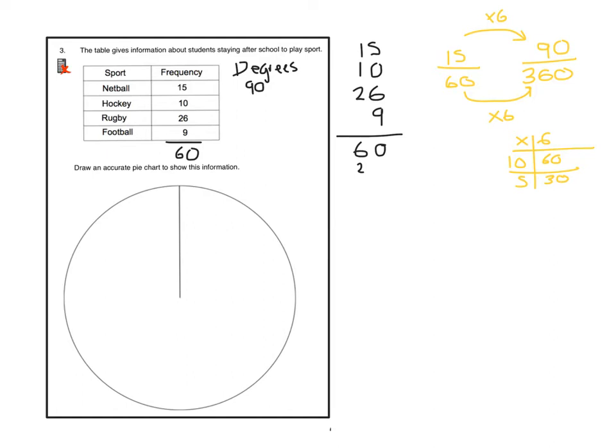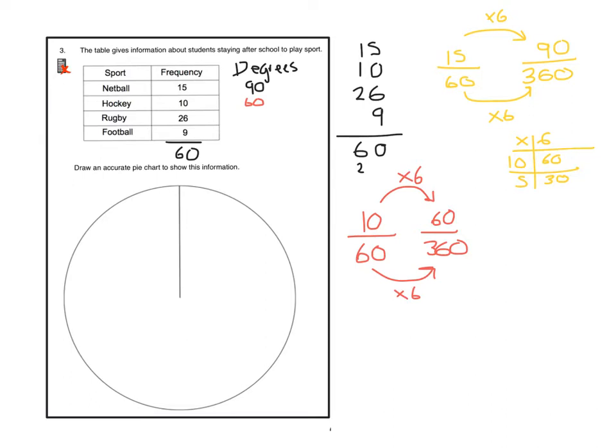Okay, next was hockey, and that's 10 out of 60. And again, I need to be getting to 360. What am I timesing by? Well, I'm timesing by 6. Remember, 6 times 6 is 36, so that's the easy way to figure it out. I'm timesing by 6 on the top. 10 times 6 is 60. So that means that hockey is going to be 60 degrees.